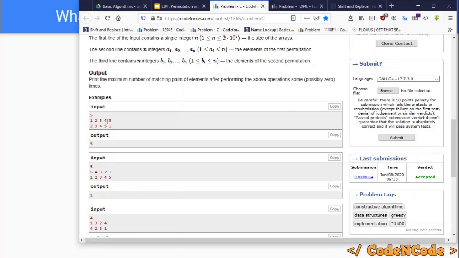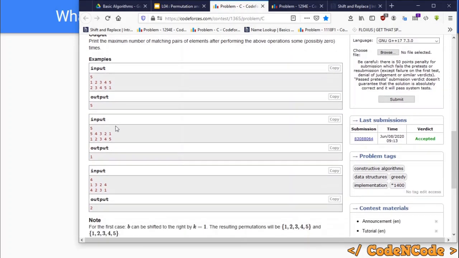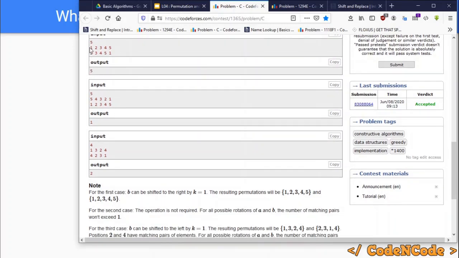You can shift the first series as many times as you want. You can perform cyclic shift towards left or towards right, it doesn't matter. The same you can do for the second series. You can shift it towards left or towards right, how many times doesn't matter. So what you have to do after shifting these series is that the ith element must match as much as possible. So after performing one cyclic right shift, this series will look like 1 2 3 4 5, and leave the first series as it is.